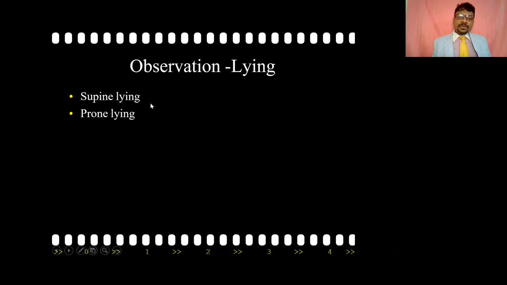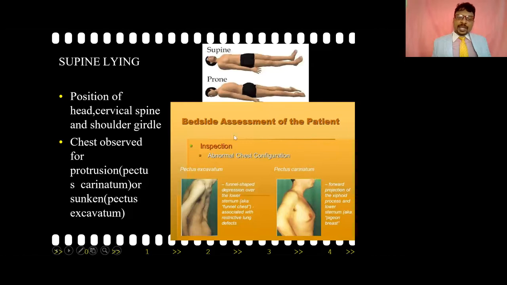Then we have to check the lying positions, supine lying and prone lying. In supine lying, we have to check for any abnormality, such as pectus excavatum or carinatum, which are chest wall abnormalities. Pectus excavatum is also called funnel chest, where the sternum goes inside. These chest wall deformities may occur because of disease progression or abnormal formation or development of the chest bone. In pectus carinatum, which is a pigeon chest, the sternum and lower sternum, including the xiphoid process, project forward.